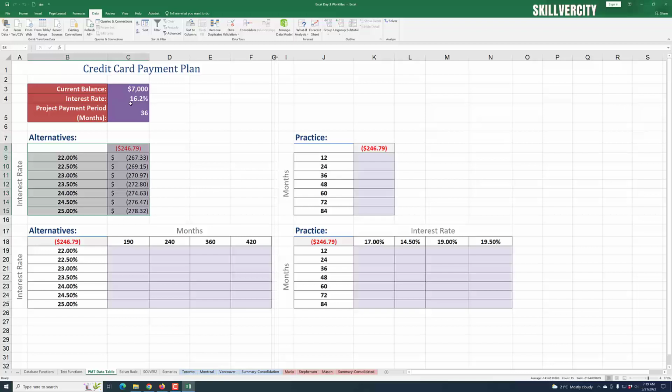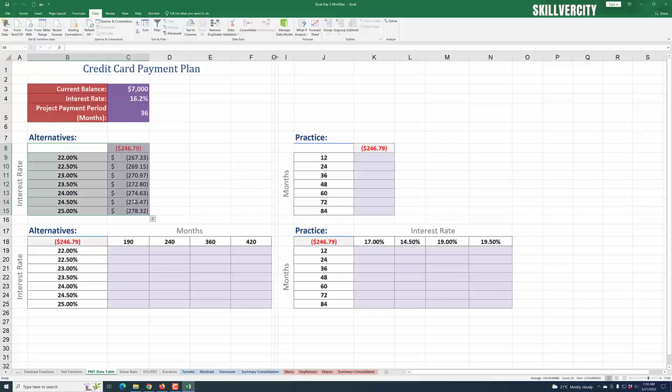When we were paying 16.2% on a $7,000 loan for 36 months, our payment was only $246.79. When that interest rate increases to 22%, we start paying $267.33. Let's go down here. At 25%, it is $278.32. You can see how depressing this can be if you carry any credit card loan balance.